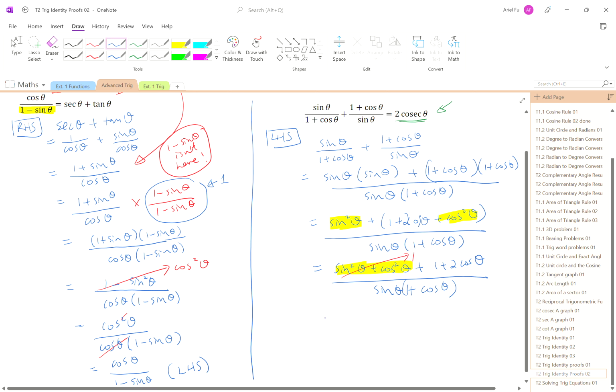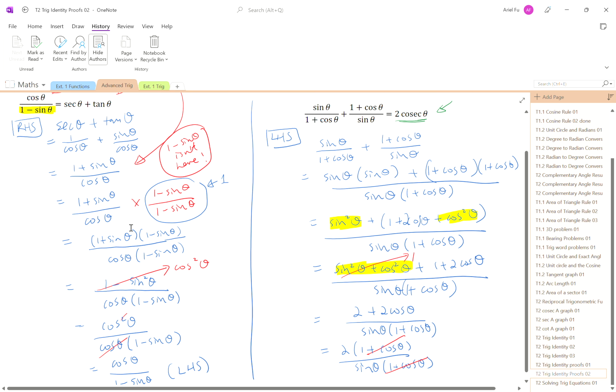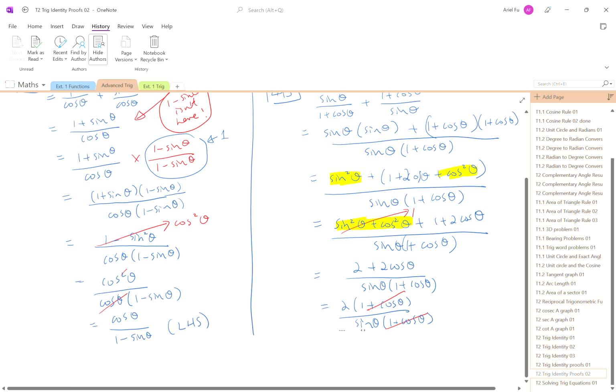Well, 1 plus 1 is 2, so the numerator becomes 2 plus 2 cosine theta over sine theta times 1 plus cosine theta. And the top can be factorized: 2 times 1 plus cosine theta, all over sine theta times 1 plus cosine theta, and you will see that these two will cancel out to give you 2 over sine theta. This is in fact 2 cosecant theta, which is the right-hand side. All right, so that is the right-hand side.